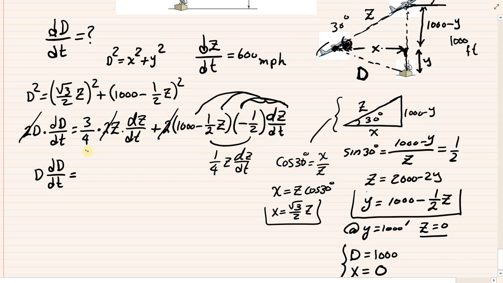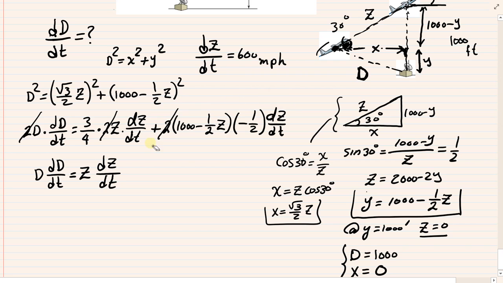And then I have 3/4 in here of z dz/dt. See, there's z. So 1/4 and 3/4 makes a whole, right? So I have just z dz/dt, 1 whole z dz/dt. So that gets rid of that part.